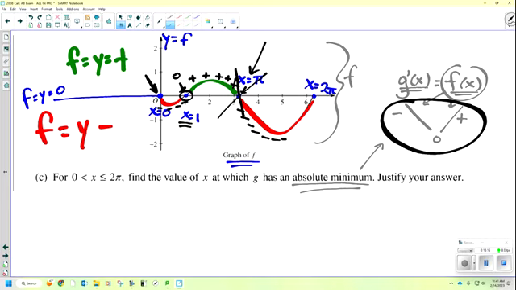So let's continue on our graph. We're going to go negative, negative, negative, negative, negative, negative, and then we're going to stop right here. So you might say to yourself, well, at x equals 1.